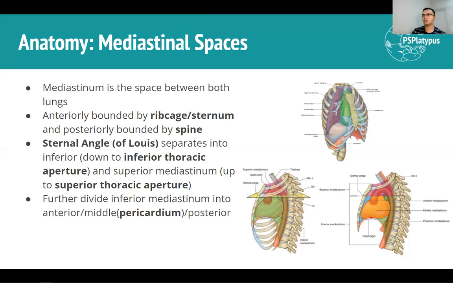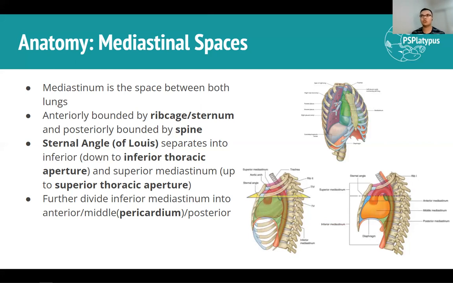Your pericardium actually further divides the inferior mediastinum into a middle one, which is containing everything inside your pericardium, so basically your heart, your anterior, which is everything in front of the pericardium, and your posterior, which is everything behind the pericardium. So that's all those slices and boundaries and what's roughly contained within them.